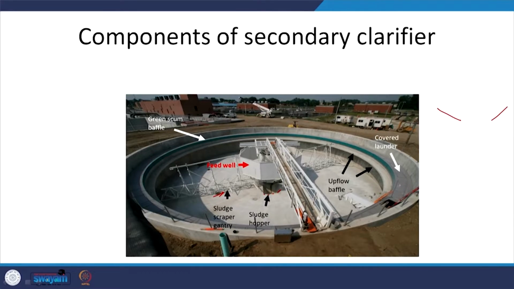And the covered launders or such here, upflow baffles. Yes, you have the baffles out here, so that you have the quiescent or laminar flow conditions. Yes, that is what you are going to have. And this is the green baffle scum. Yes, and you can walk here for maintenance and such. Again, the MLSS is going to come from the bottom, go up, and then it is going to go out here, and during that time the flocks will settle down to the bottom.